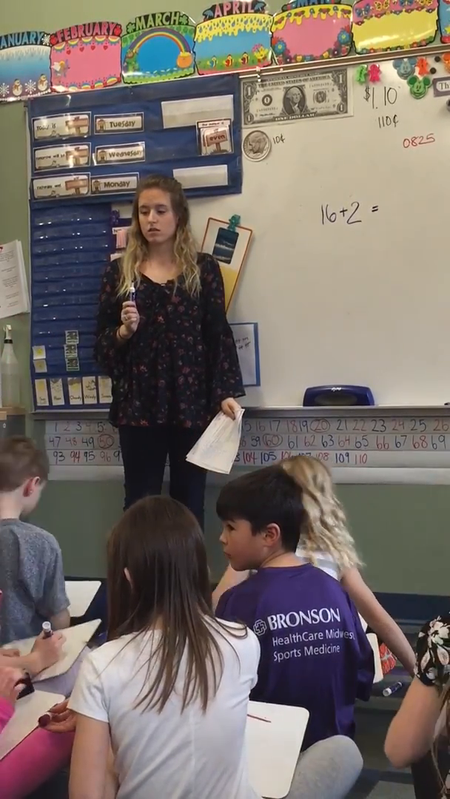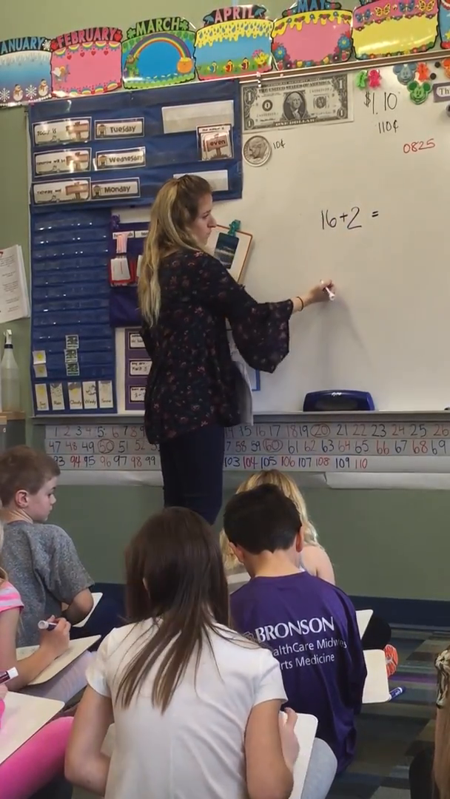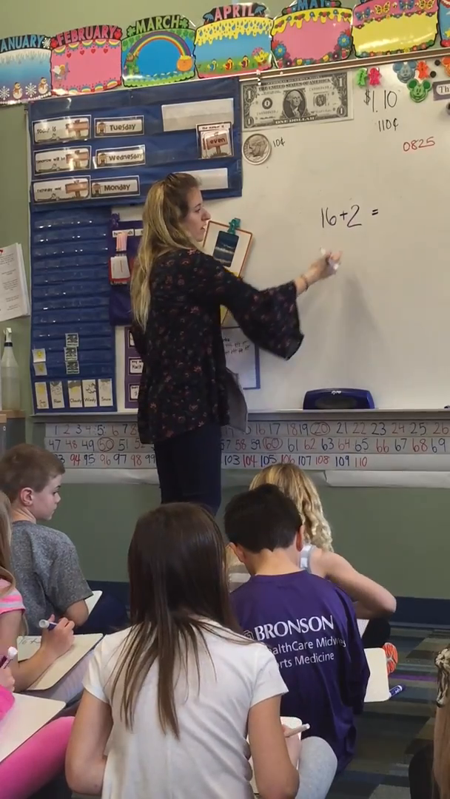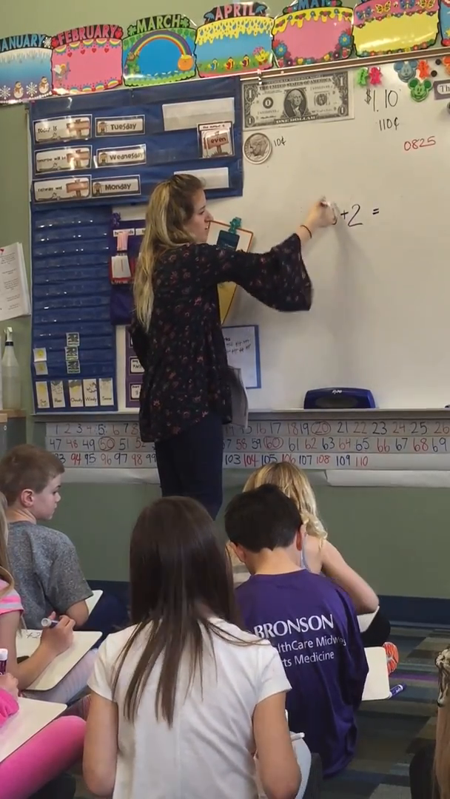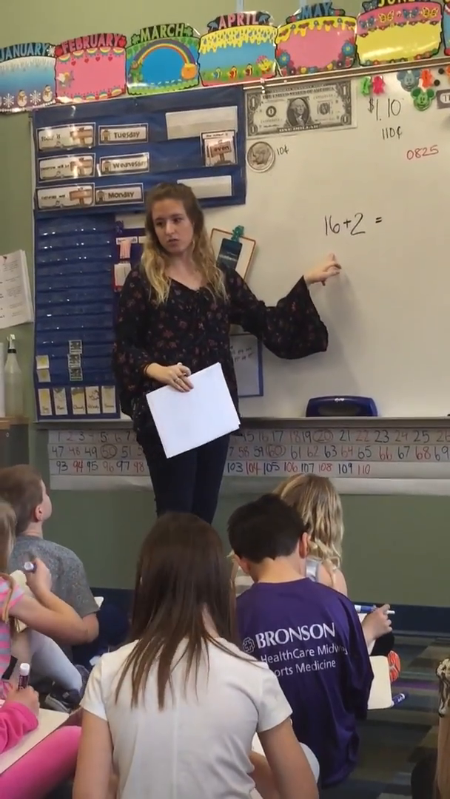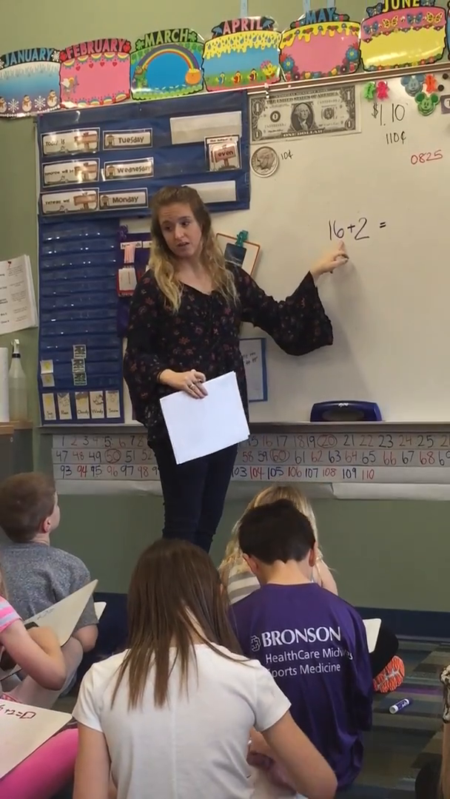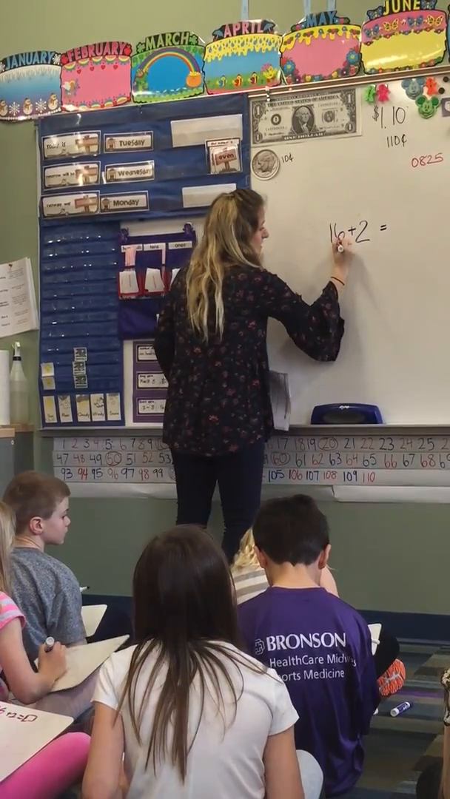Isaac? Because if we break the 2, it's only 1 and 1. Will that get us enough to make our next 10 over here? No. And our next 10 would be 20, right? We talked about doing this yesterday. So that's not enough for us to get to 20. So we're going to break down the 16 instead.